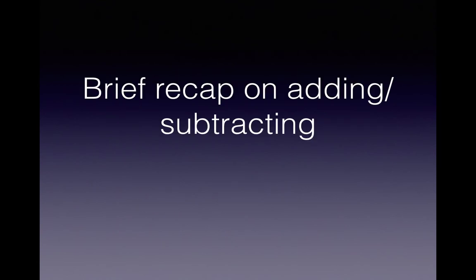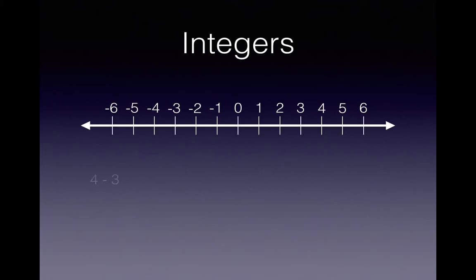Okay. The third thing we're going to do is have a brief recap on adding and subtracting. So again, we pop up the number line and have a look at this. What I said to you before is the first number tells you where to start. So we're starting at number 4. The sign then tells you which way to go. The minus means we're going to the left. And the number after the minus tells us how many spaces to go. So we start at 4, we go to the left 3 spaces, and we end up at 1.